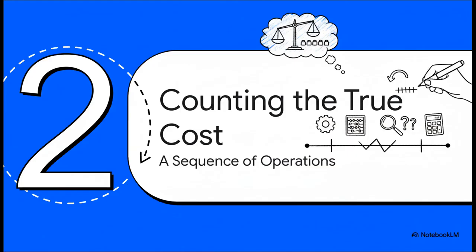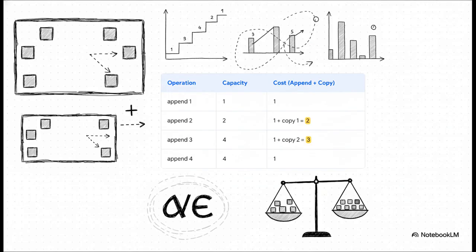To really solve this paradox, we have to stop looking at operations in isolation and start looking at the total work over a whole sequence of appends. Okay, so let's trace this out. We start with an empty array. The first append? Easy. Costs 1 unit. Now, for append number 2, the array is full. We have to double the capacity to 2, copy that one element over, and then add the new one. That's a total cost of 2.